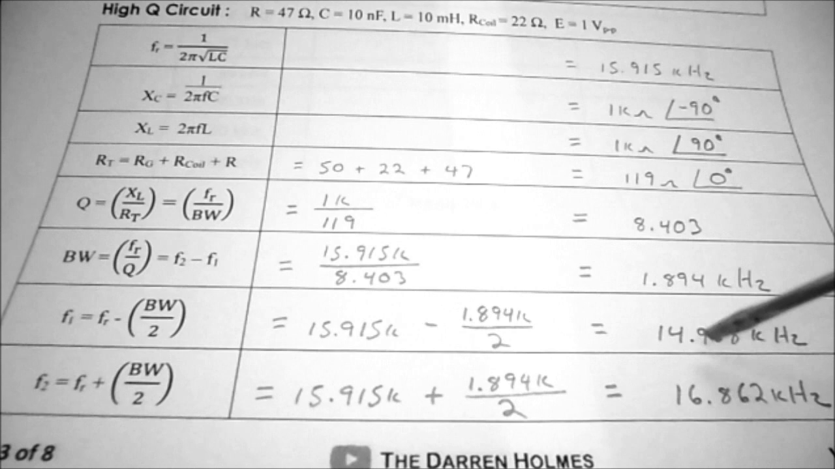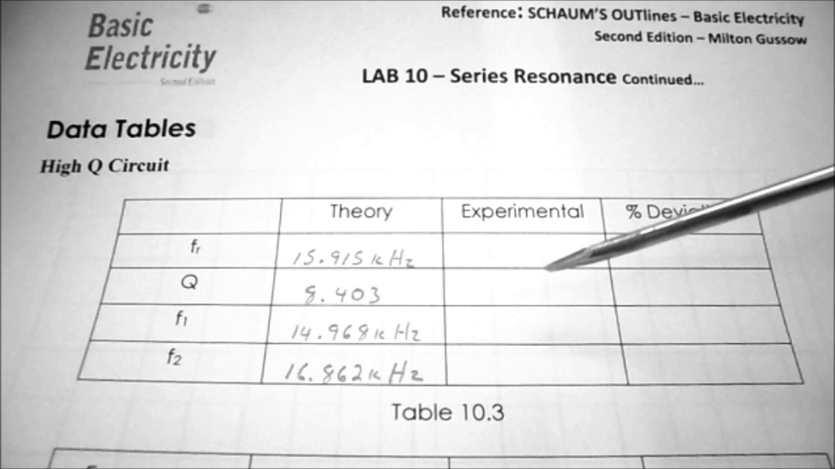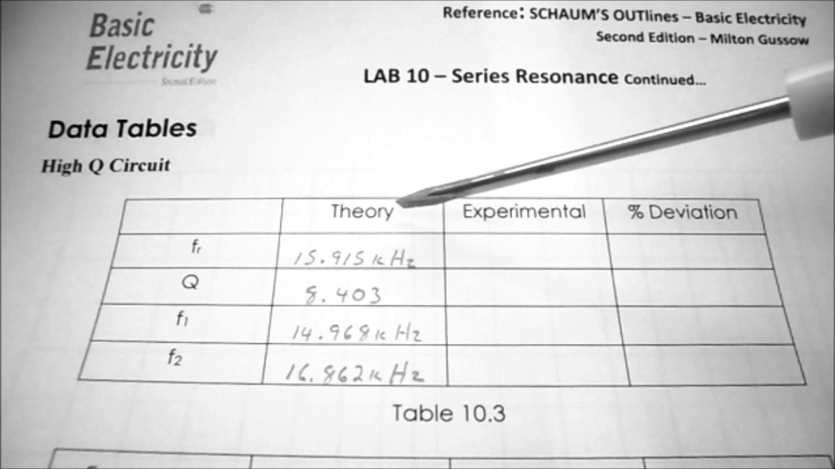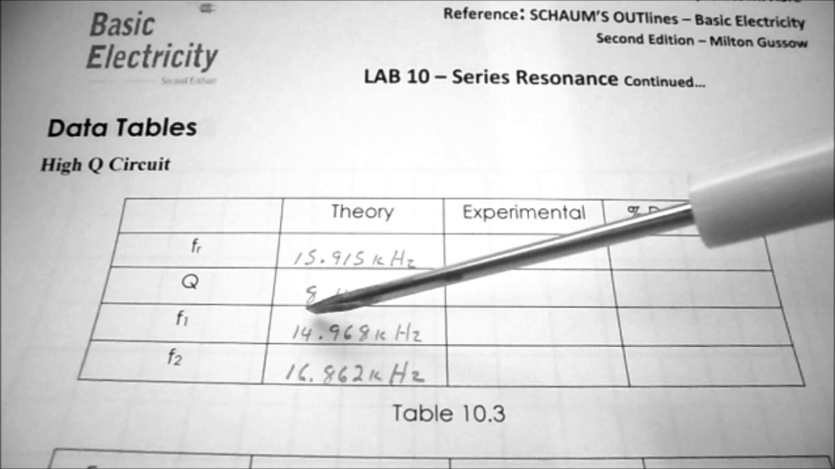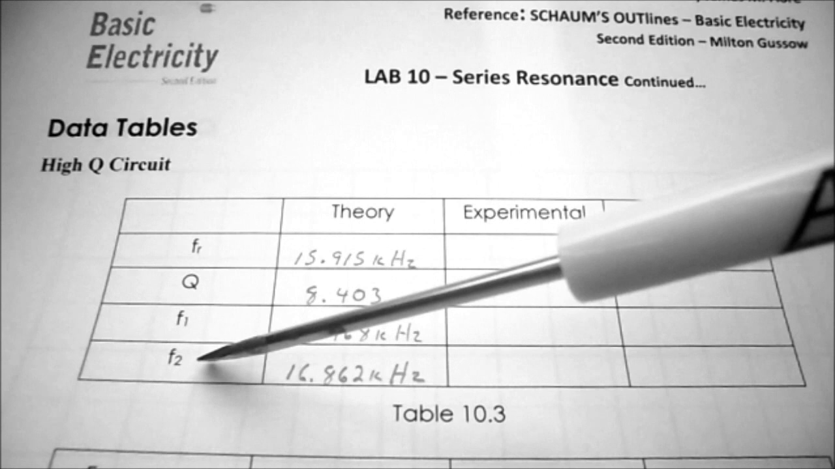approximately 1.9 kilohertz. So now on table 10.3, I've filled in my resonant frequency as 15.915 kilohertz. My Q is 8.403. My lower corner frequency is 14.968 kilohertz, and my upper corner frequency is 16.862 kilohertz.